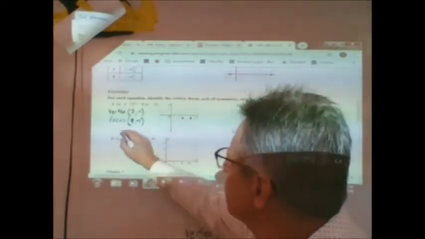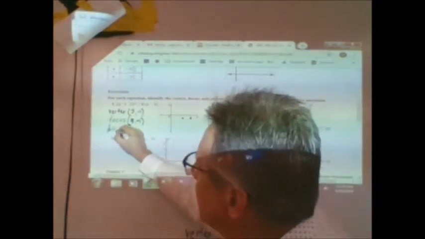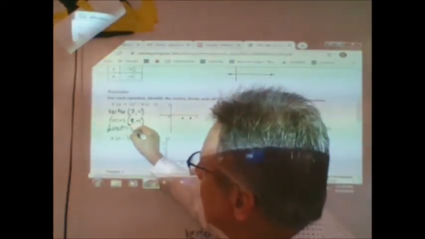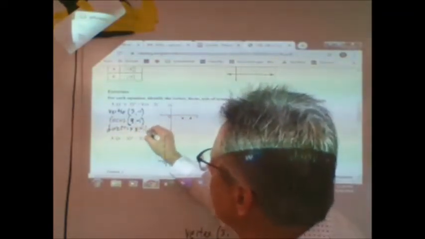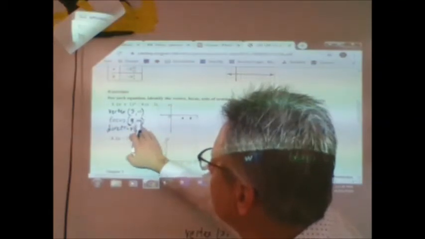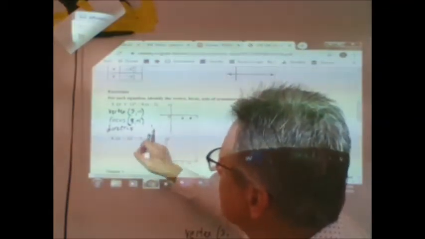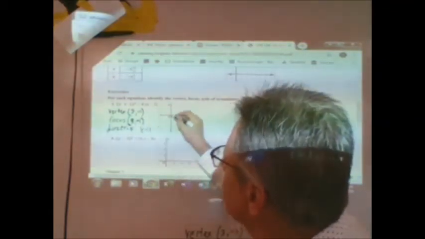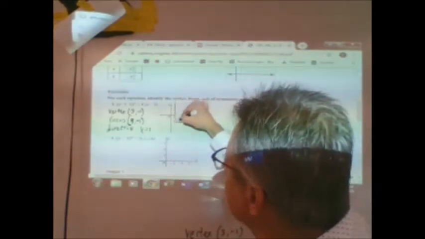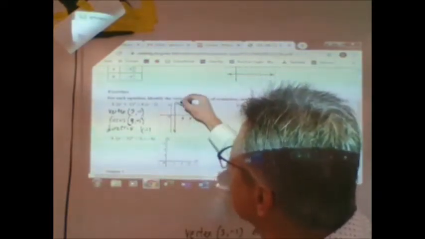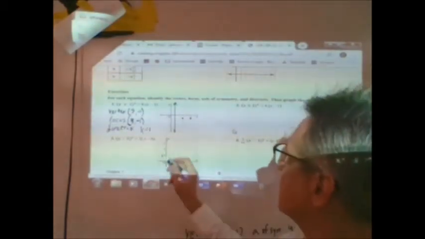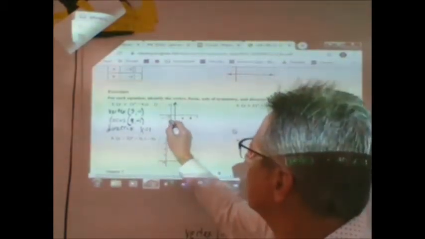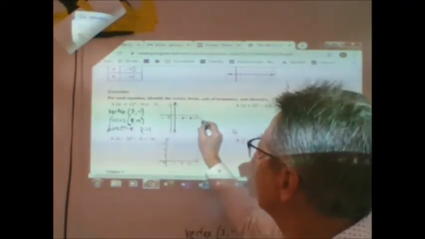And the directrix we found to be the line x equals 1. Let me separate that a little so that's not so messy. And the line x equals 1 looks like this. And finally, the axis of symmetry was the line y equals -1, like this.